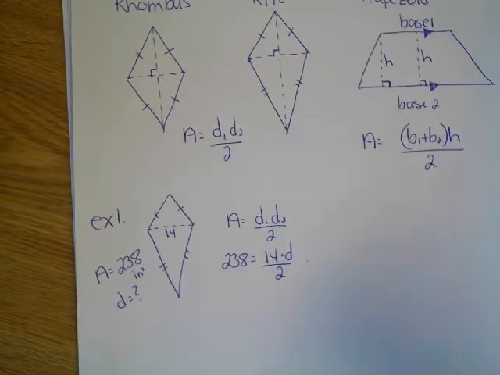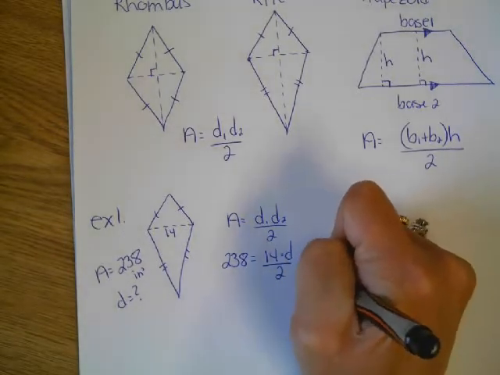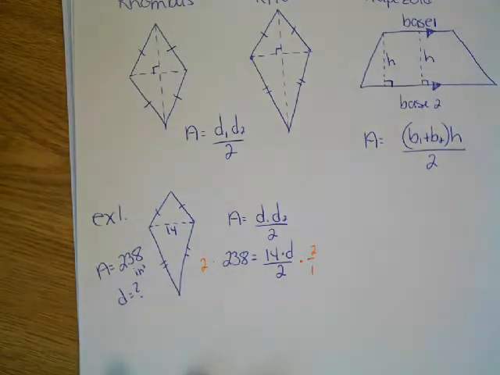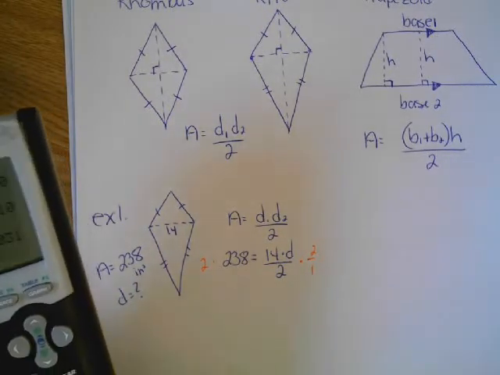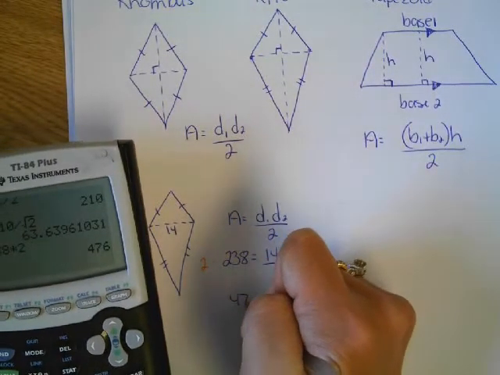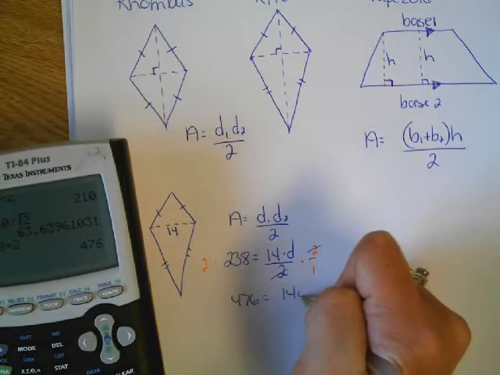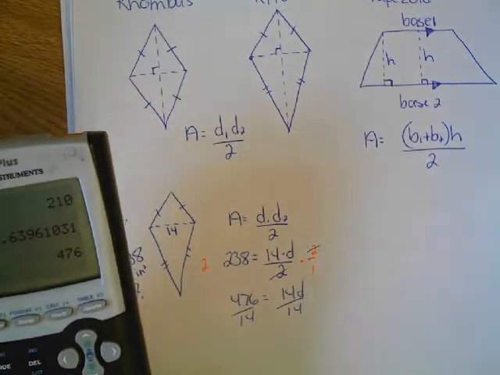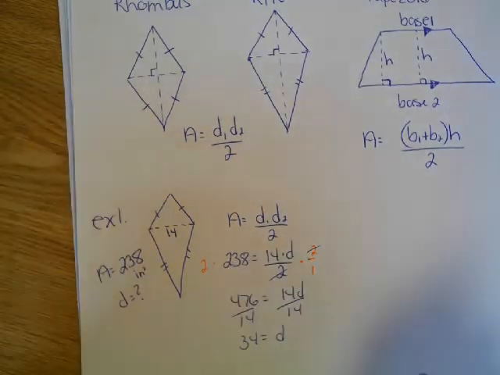I'm going to choose to, because just in case that was odd, you wouldn't be able to reduce, I'm going to multiply by 2 on both sides. So on the left, I get something I can't do in my head. 238 times 2, 476. 2's cancel over here, left with 14 D, divide by 14, 34. So the other diagonal is 34.